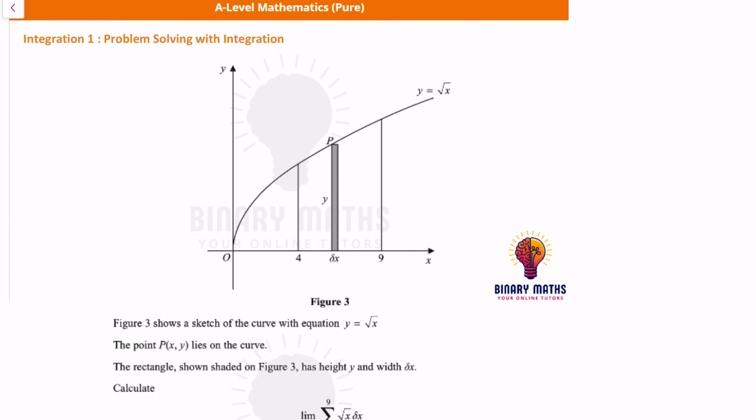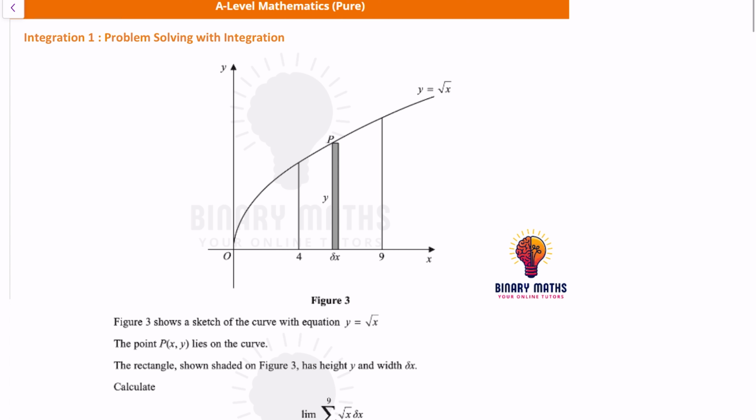Okay, figure 3 shows a sketch of the curve with equation y equals root x. The point P(x, y) lies on the curve. The rectangle shown shaded in figure 3 has height y and width delta x. Calculate the limit as delta x tends to 0 of the sum from x equals 4 to 9 of root x delta x.